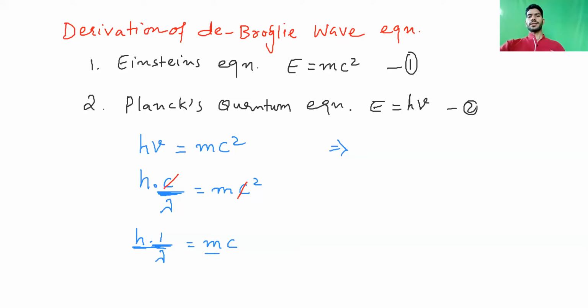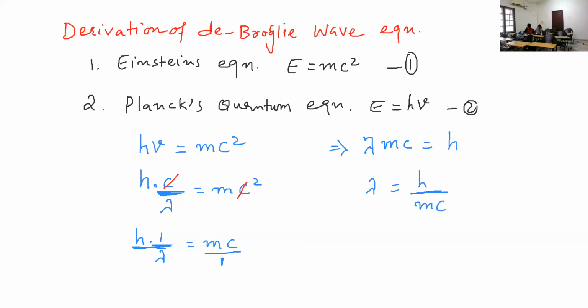So mc has nothing in the denominator, so I can write like this, 1. So h into 1, so that's your h, or you can say just like this, lambda into mc, so that's equal to lambda mc. So it will be equal to h. So what will be lambda? Lambda is the wavelength, so it will be equal to h upon mc. Got it?